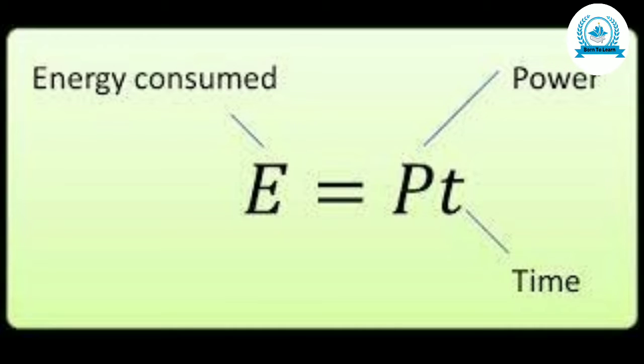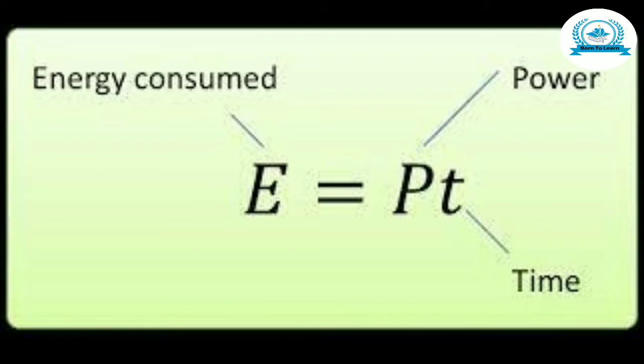An important formula for calculating electrical energy. We will now derive a formula for calculating electrical energy in terms of power and time. We have already studied that electric power equals work done by electric current divided by time taken. Now according to the law of conservation of energy, work done by electric current equals energy consumed. So we can write the above relation as power equals electrical energy by time. Electrical energy equals power into time, or E equals P into T.